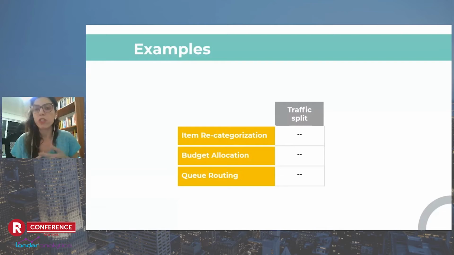Another example is budget allocation. Let's say that I'm a company that manages campaigns, social media campaigns, and I have a new algorithm for budget allocation. So I want to understand how the new algorithm affects the campaign, right? I want to see more money coming in, more clicks. So how do I do that?